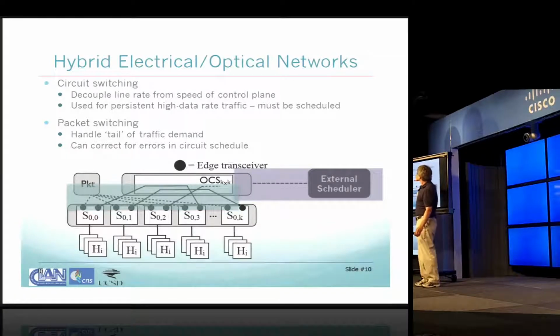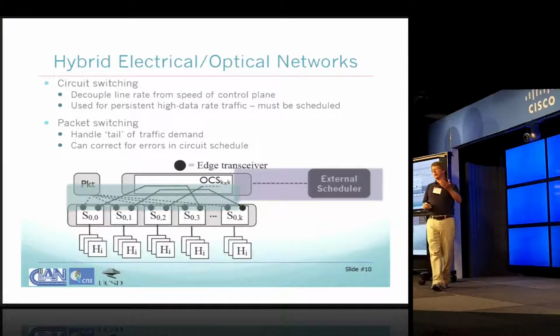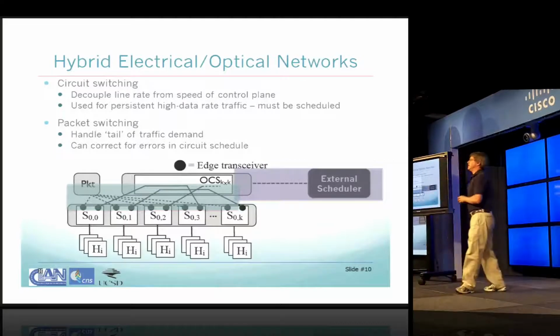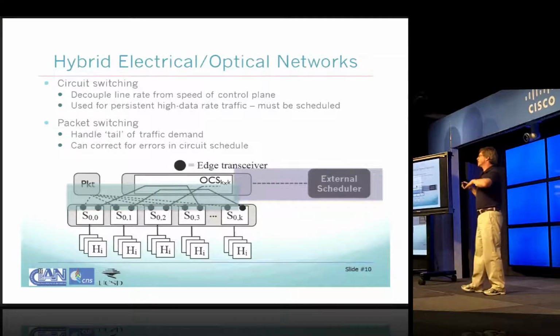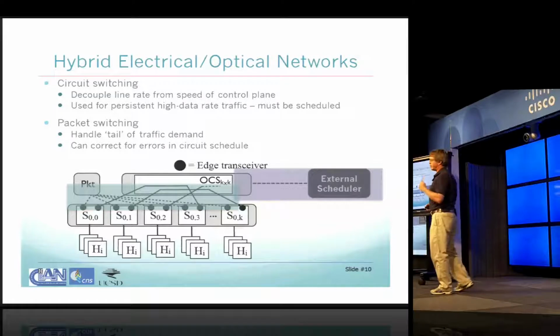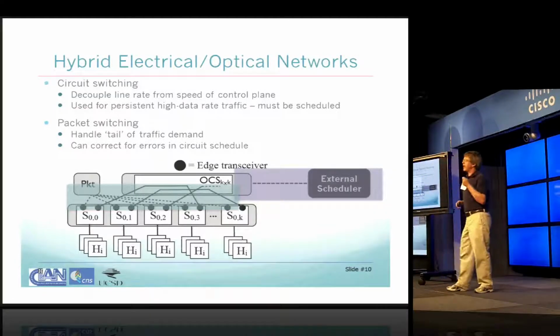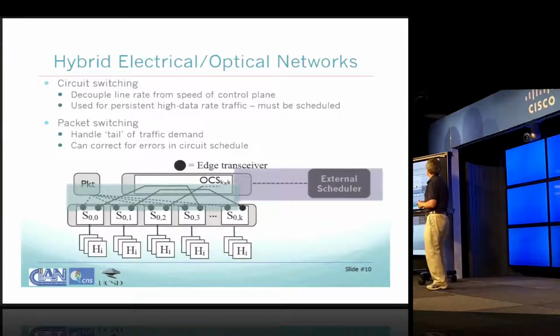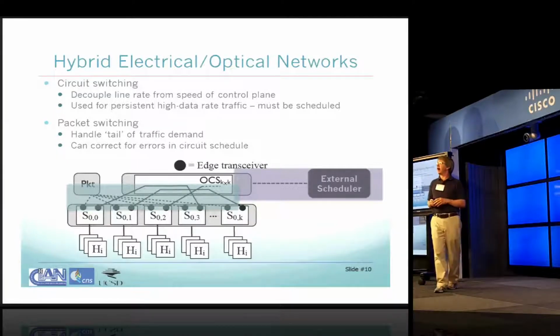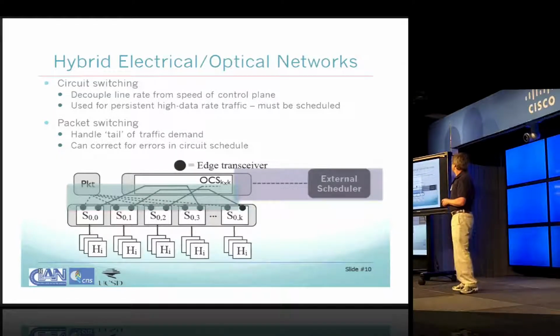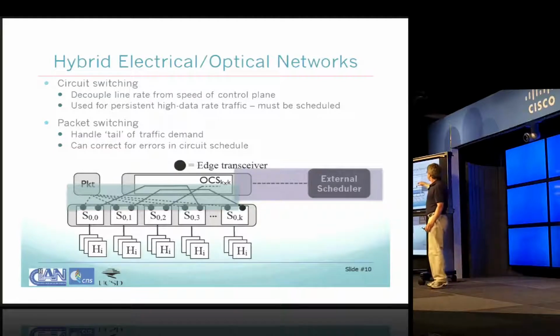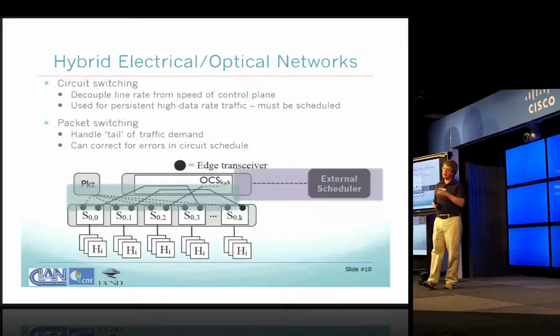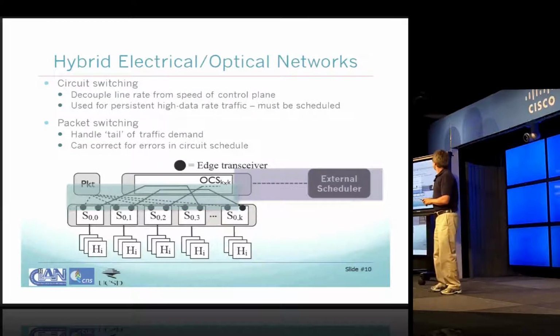So the reason you want to do circuit switching is for the same reasons that Amin talked about yesterday. In a circuit switch, you can decouple the control plane from the data plane. The control plane can run much slower than the data plane in terms of the speed of its response. And you would use it for persistent high volume traffic within your data center. The packet switching basically handles the tail of that demand matrix that I talked about in the previous slide.